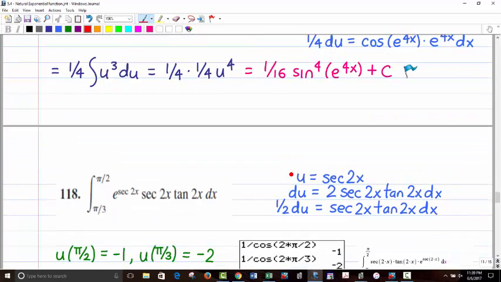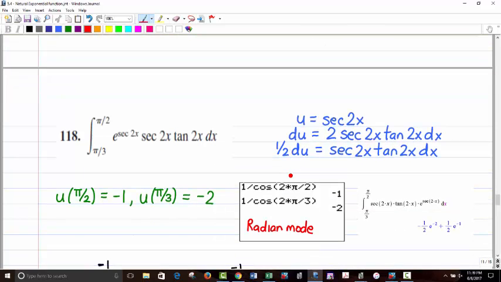Very good. Here's a definite integral where I let u be sec 2x, because knowing that the derivative is going to get you your sec tan right there. That's the clue, the derivative of secant is secant tangent. But we have to remember the 2 here, the chain rule. So the derivative of sec 2x is actually 2 sec 2x tan 2x.